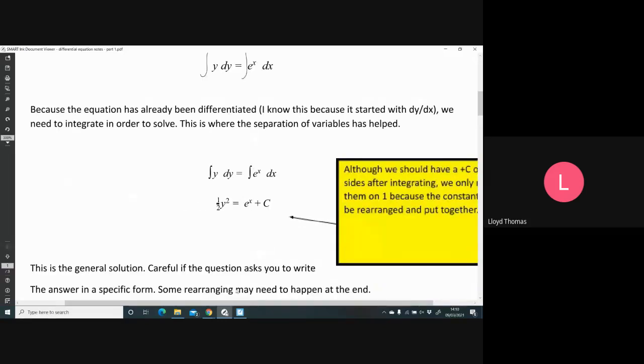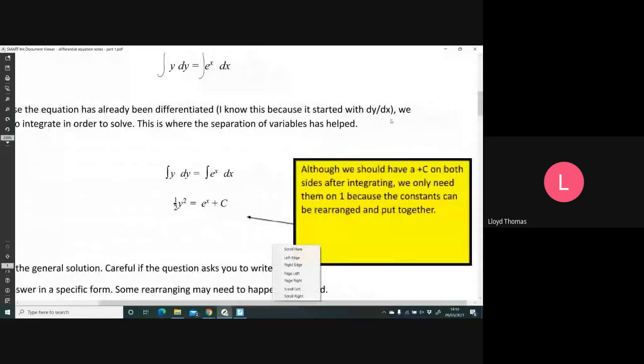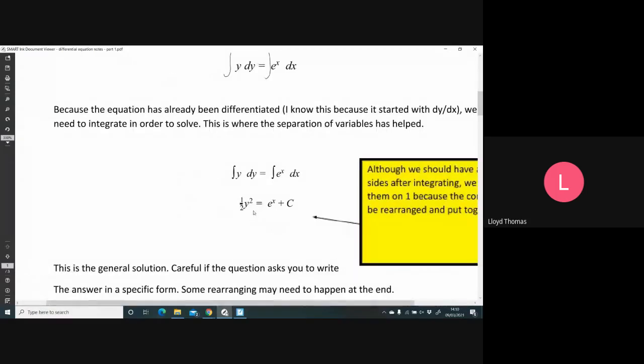Little note on the side here from Sir. Although we have a plus c on both sides after integrating, you only need one of them because the constants can be put together. So that's the general solution. It says then, careful if the question asks you to write it in a specific form. All right, so it could ask you to rearrange it so it's y equals. Well, what we would do is, once we reach this stage, rearrange it and times by 2 and square root on the other side to make y the subject of the formula, but you're used to that by now.